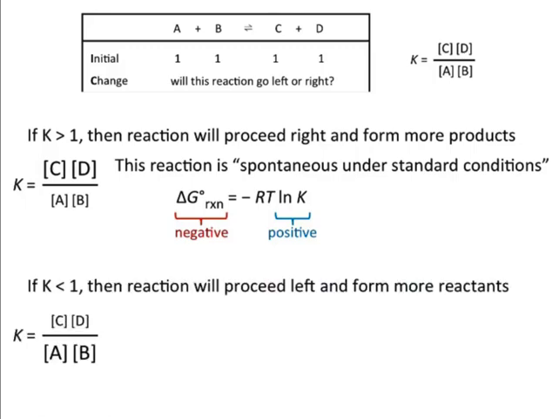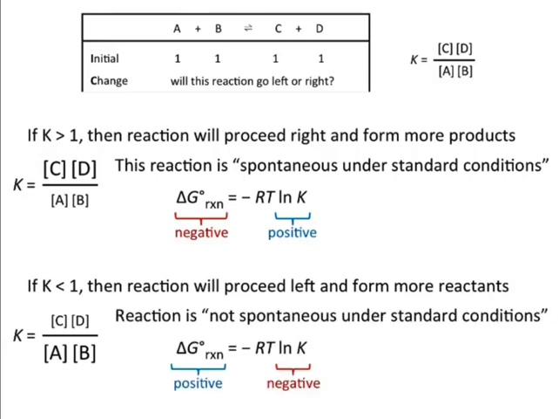Your other option is your reaction is going to proceed left. If K is less than 1, it'll form more reactants than products. And so then we say that the reaction is not spontaneous under standard conditions, because you put 1 molar of everything in there, it's going to the left.